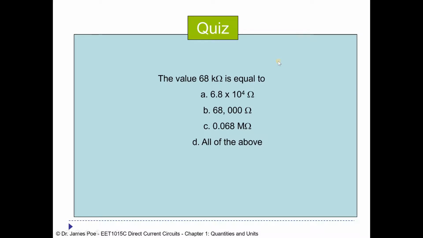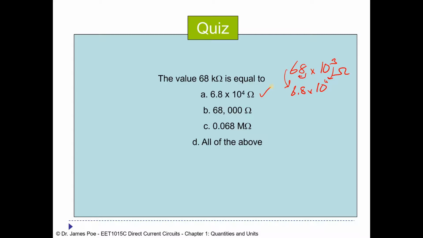68 kilo ohms is equal to, oh, this is a tricky one. So you might be saying, alright, 68 times 10 to the 3 ohms. Well, let's check the first one. If I move this by 1, 6.8 times 10 to the, again, this got 1 smaller, so this needs to get 1 bigger, 4. So that one's right.